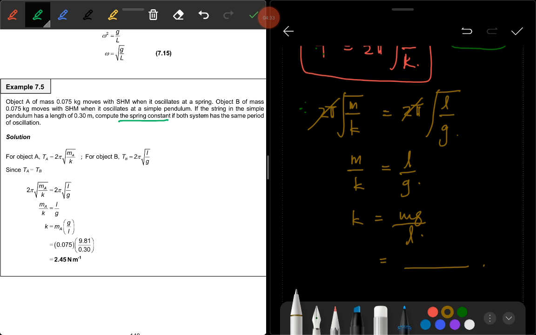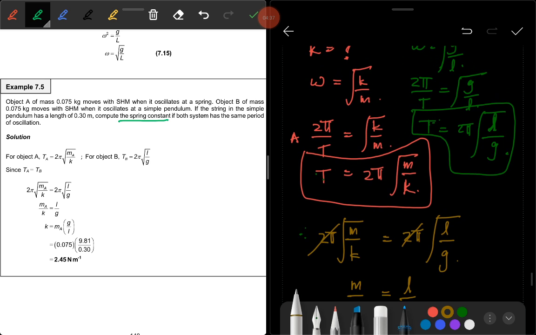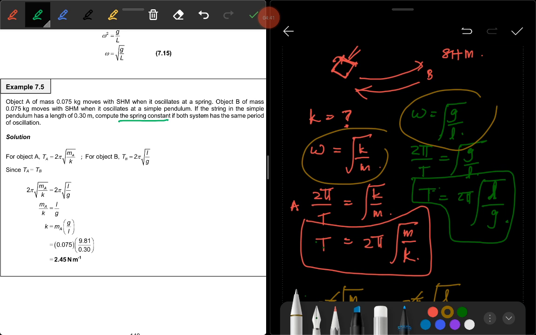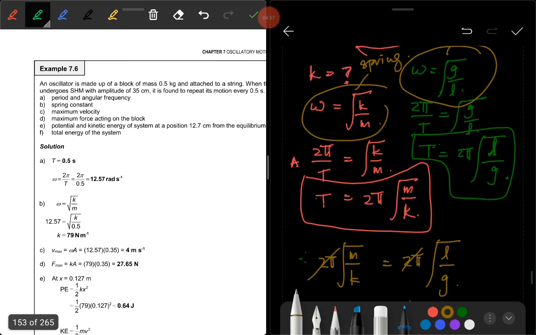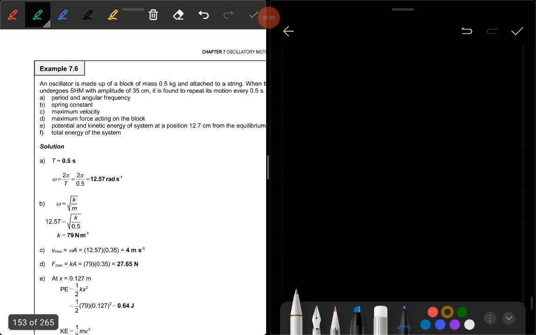This is how you use the equations: omega equals square root of K over M, and omega equals square root of g over L. This one is for the simple pendulum, and this is for the spring system. Hope you are clear about this one. Don't confuse them.